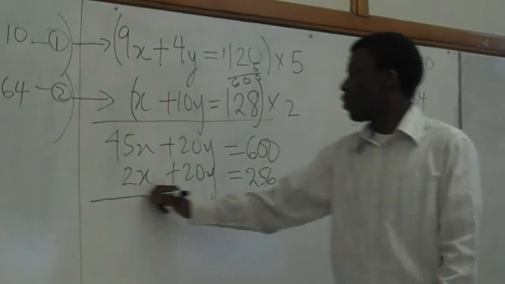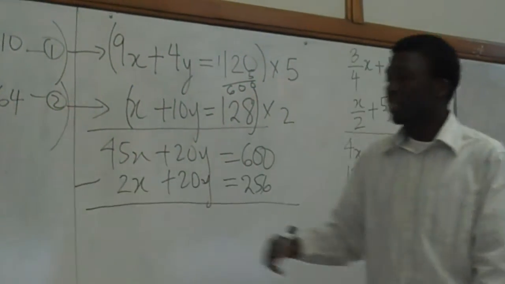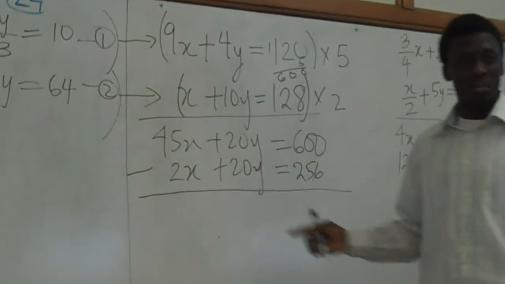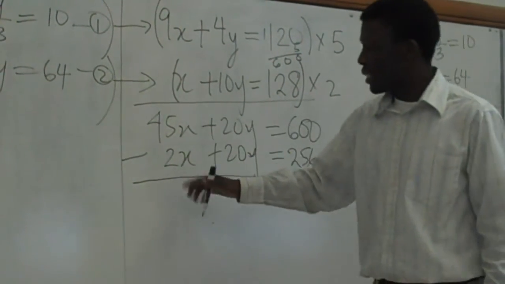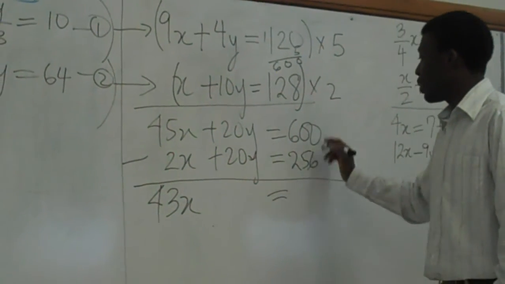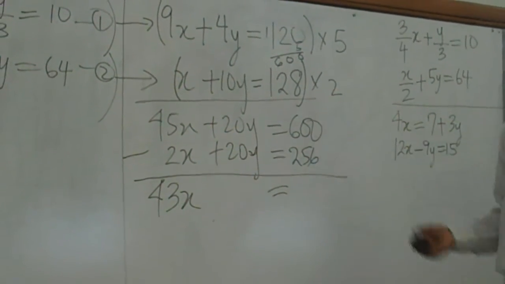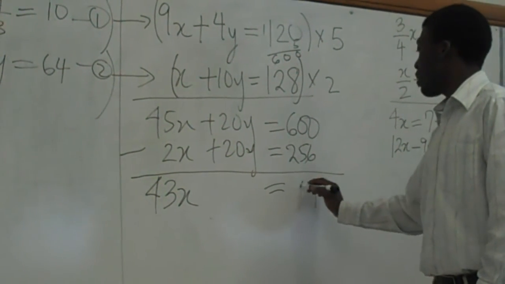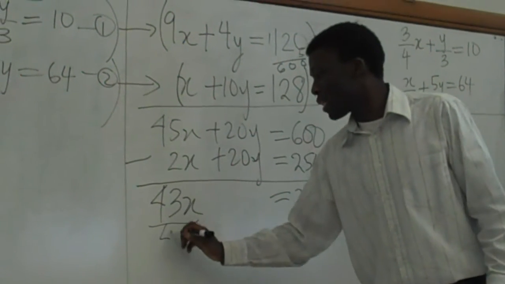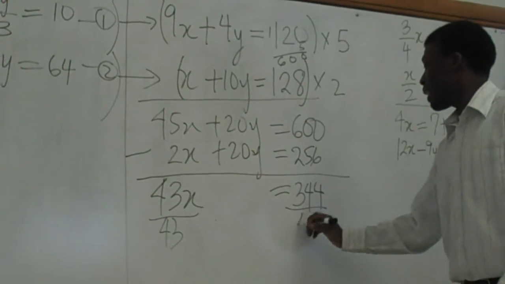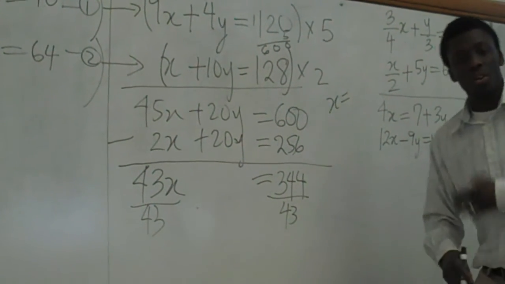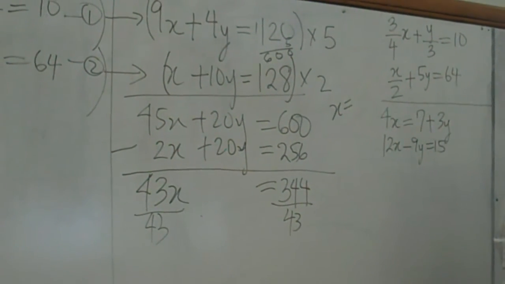And so you go ahead and subtract the second equation from the first. The y's are gone, right? 20 minus 20 is 0. Now the x's here, we have 43x is equal to, and then you subtract this from that. You have a 4, you have a 4, and then you have a 3. And so you divide both sides by 43, and what do we get at this point? 344 divided by 43 should give us a number.